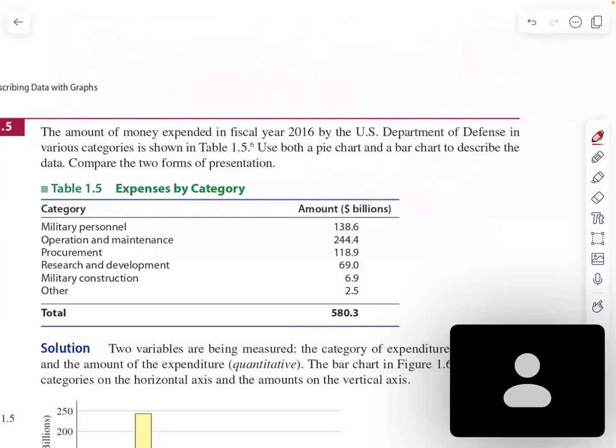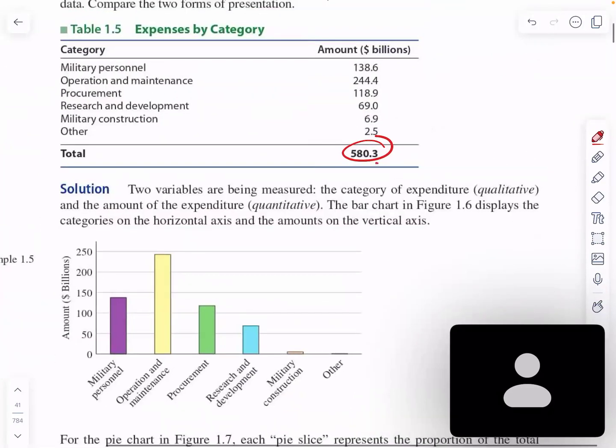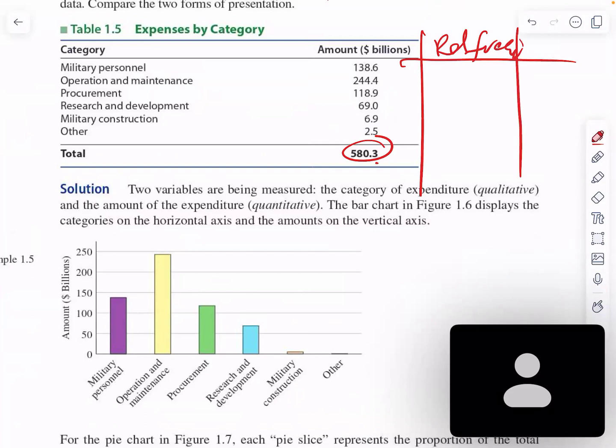Now, the amount of money expended in fiscal year 2016 by the U.S. Department of Defense in various categories is shown in table 1.5. Use both pie chart and bar chart to describe the data. Very easy, right? So this is the total, all right? And you remember you have to add up everything and do your what? Relative frequency. You divide each of them by the total.